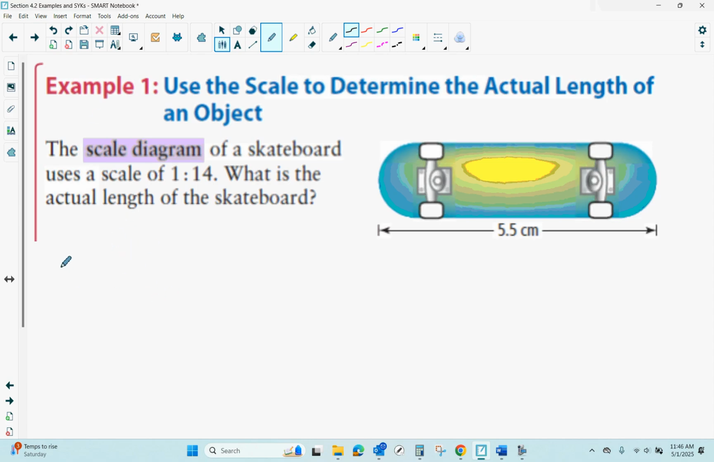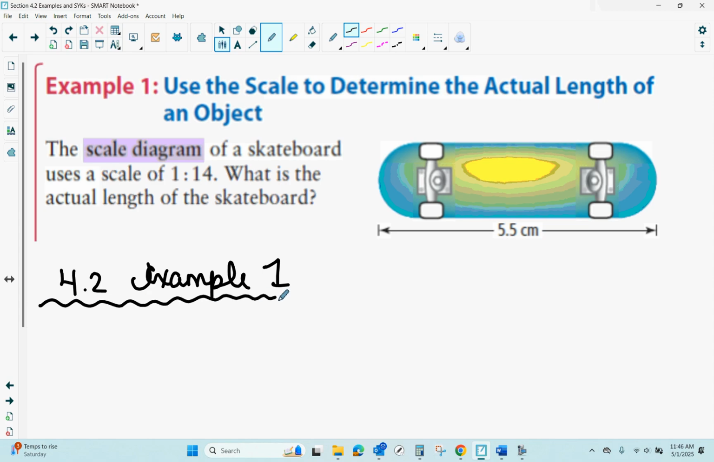So you're going to jump to example 1 with me. This is out of your textbook, 4.2, example 1. All right, and we have a diagram of a skateboard. And the scale diagram of this skateboard uses a scale of 1 to 14. What is the actual length of the skateboard? That's what we're going to solve for.